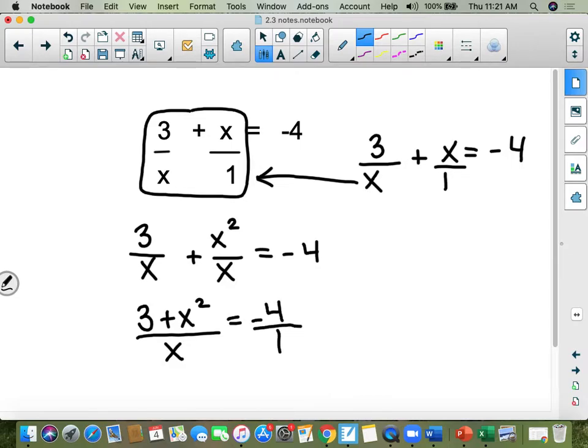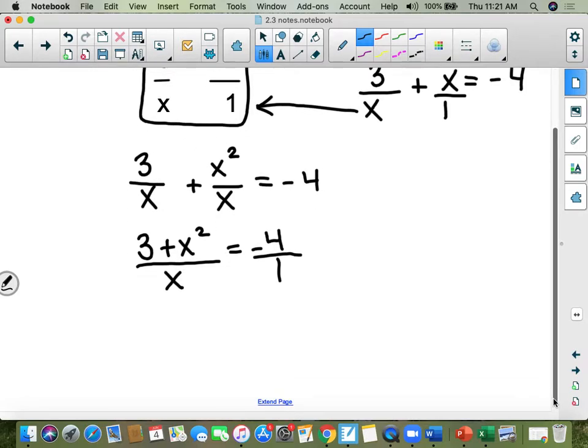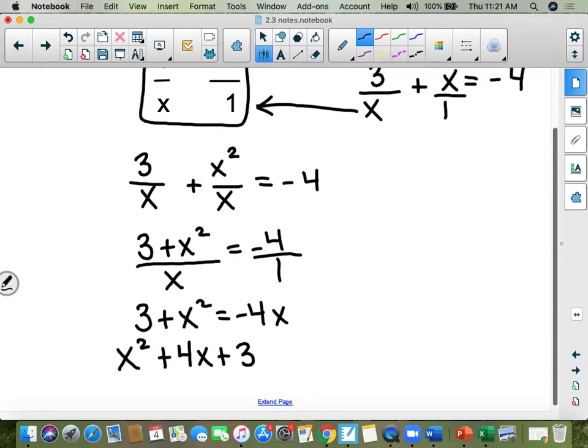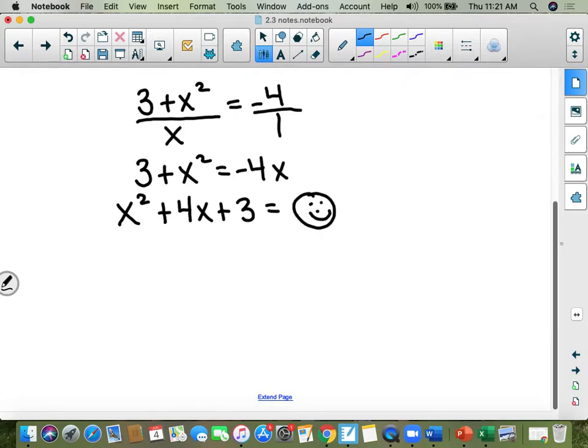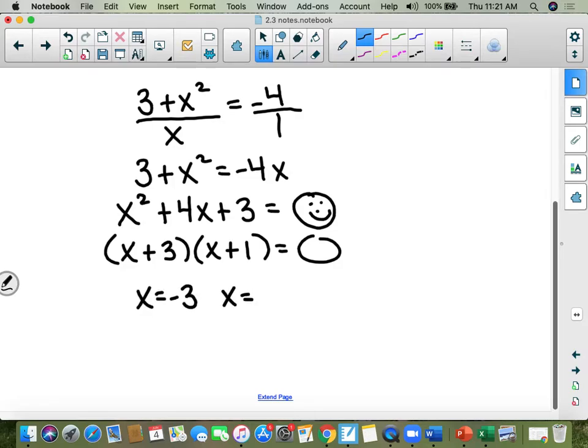I have a proportion. I have a fraction equals a fraction. I'm going to cross multiply, so I get 3x squared equals a negative 4x. A quadratic equation is degree 2. I have to bring everything over to one side before I can factor it. Factors of 3 are 3 and 1. So x equals a negative 3 and x equals a negative 1.